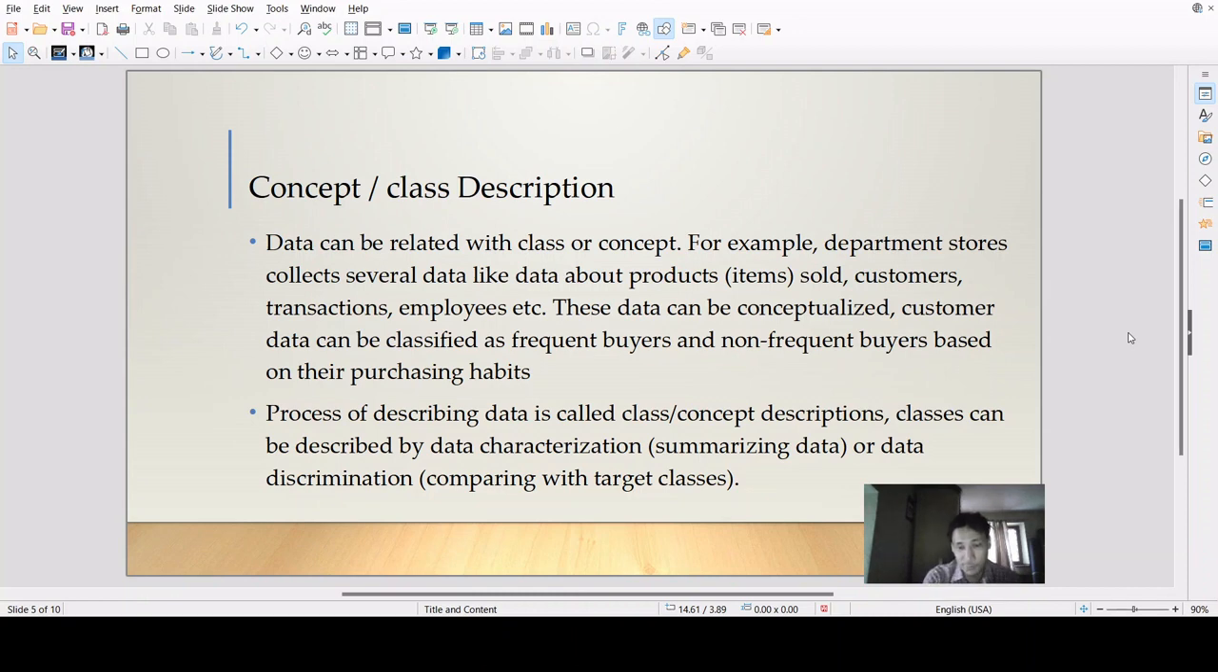Why the sale of one product increased, and why the sale of another product decreased in the same period of time. So this is an example of data discrimination.